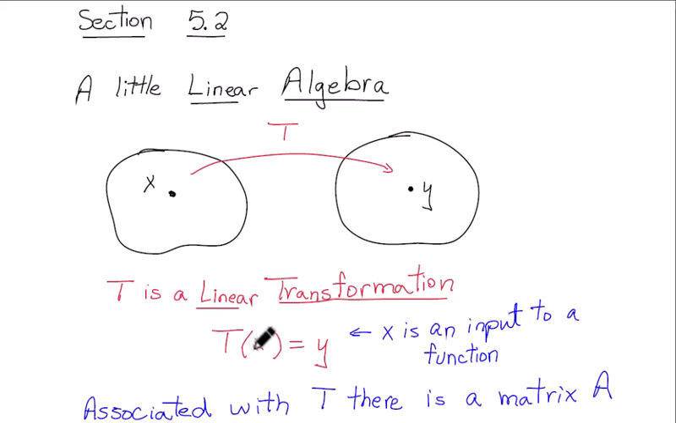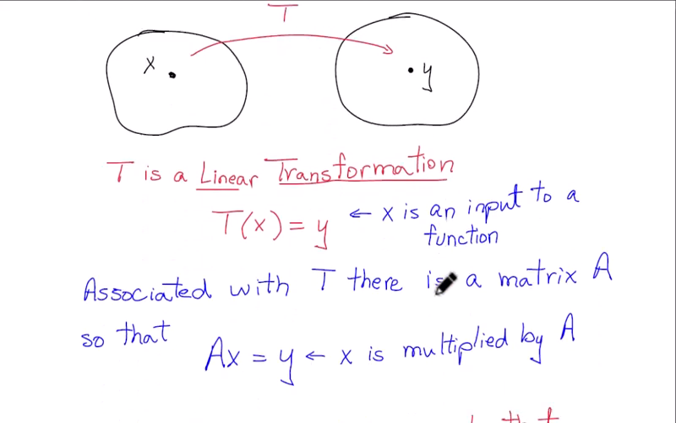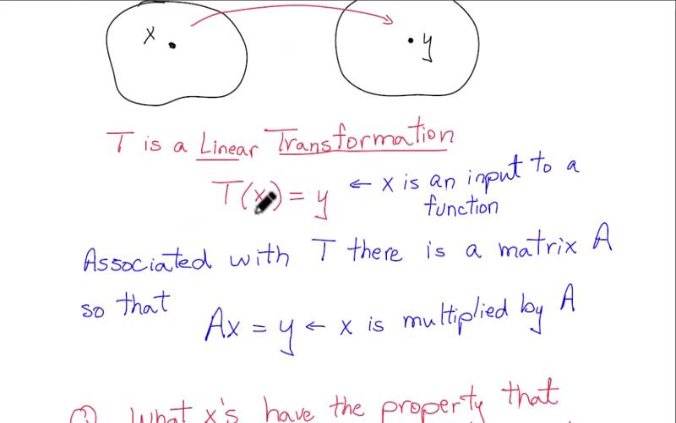So T of x equals y. Here x is an input into the linear transformation. Now in linear algebra, we can associate a matrix with that transformation. So if T of x equals y as a function, then if I take A and multiply it by x, I'll get the same output. So one has matrix multiplication and one has an input into our transformation.